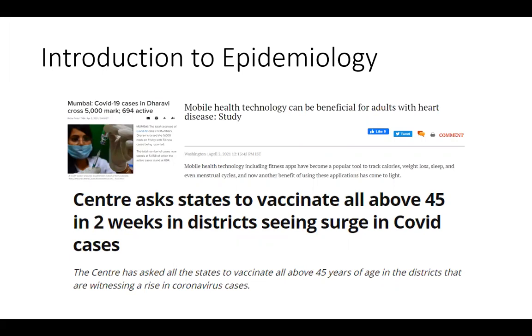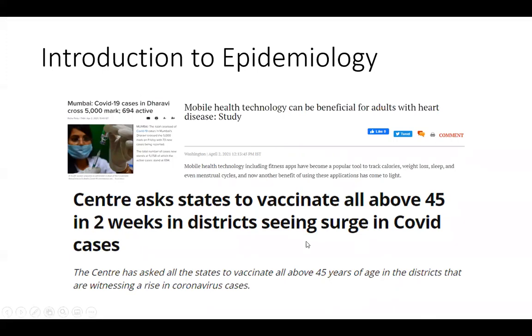Another story reported the revised recommendations given by the government for who should receive the COVID vaccine in the coming 2 weeks. The government has asked all the states to vaccinate everyone above 45 years of age in 2 weeks in the districts that are seeing a surge in COVID-2 cases. Then the third story discusses disease monitoring mobile health technology that can be beneficial for adults with heart disease. So this all comes under epidemiology. So what is epidemiology? We'll try and understand that today.